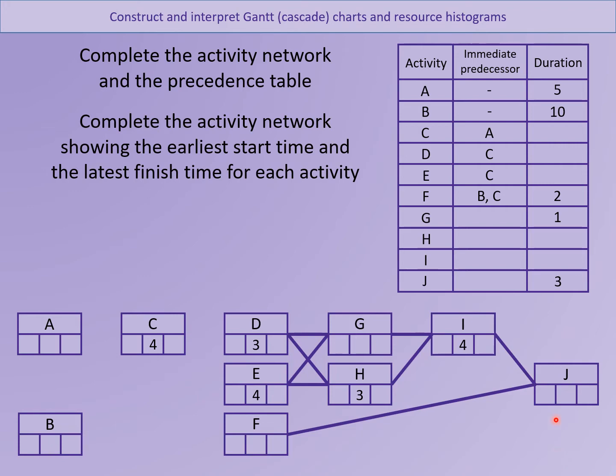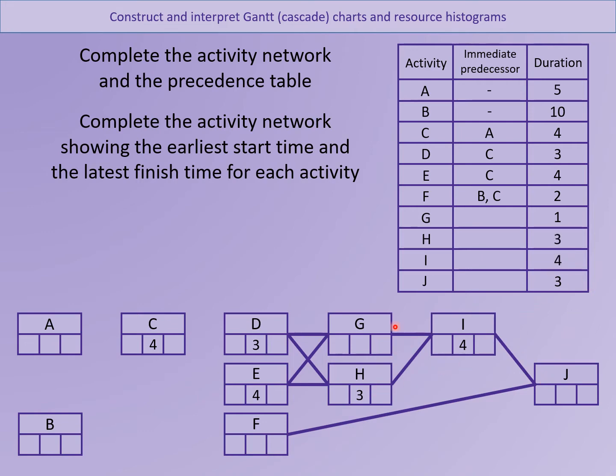Okay, so the first thing you probably noticed is there are some durations missing. The durations are the numbers in the middle of these cells just here. The ones that are missing line up perfectly with the ones that are missing from the precedence table. So activity C takes 4 days, so you can fill that in just there. D takes 3, so you can fit the 3 in there, and so on. E takes 4, H takes 3, and I takes 4. So we can fill those in.